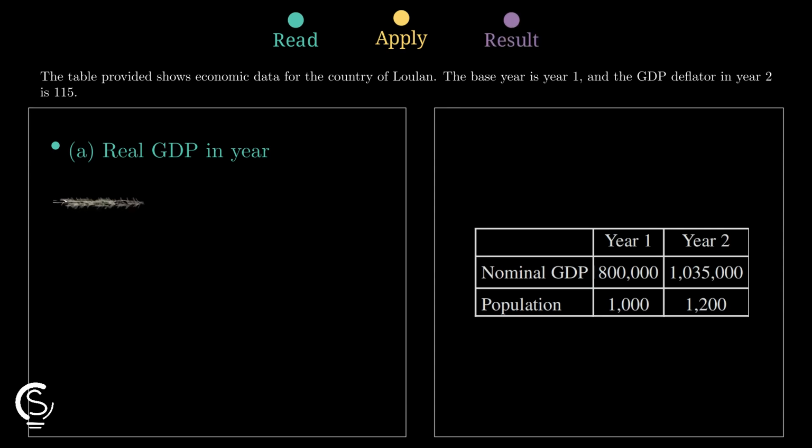Part D, the inflation rate is the percent change in the deflator. 115 minus 100 over 100 times 100 equals 15%. Part E.